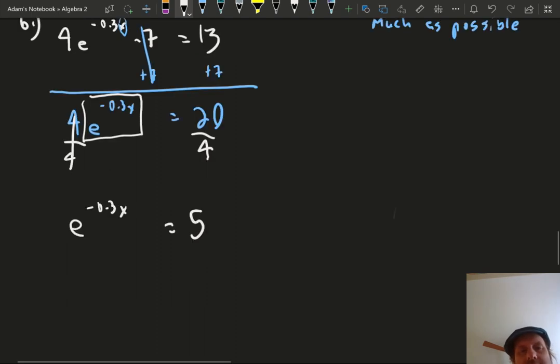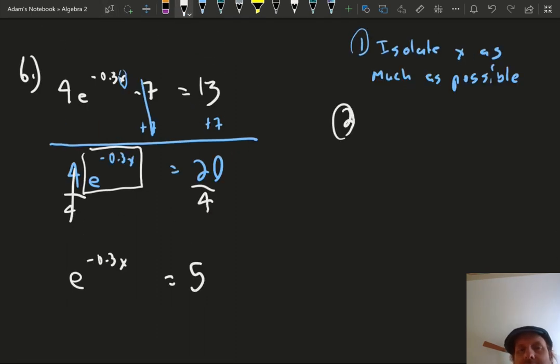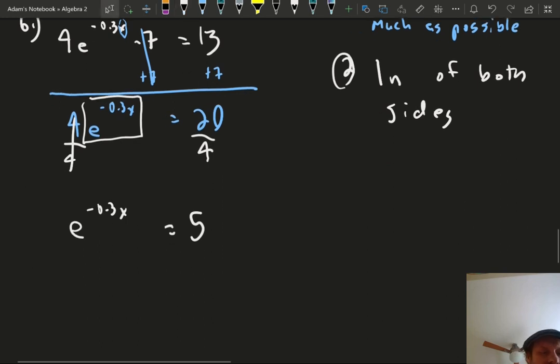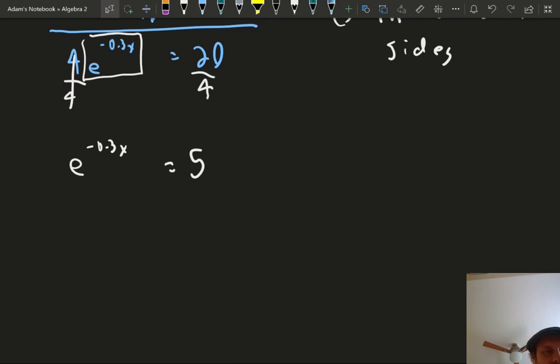I'm going to take the natural log of both sides. Now, why did I choose natural log instead of just the regular log? Well, because we have e right here, so it makes life easier. Since we have e, we want to choose natural log. So watch what happens. ln of this side and ln of this side, okay? All right, so now what do I do?